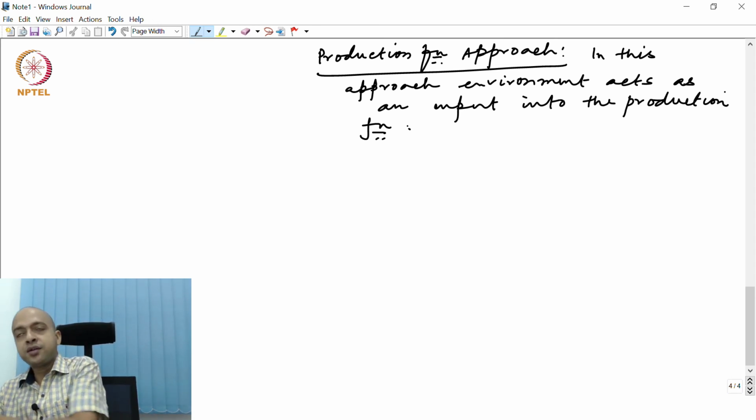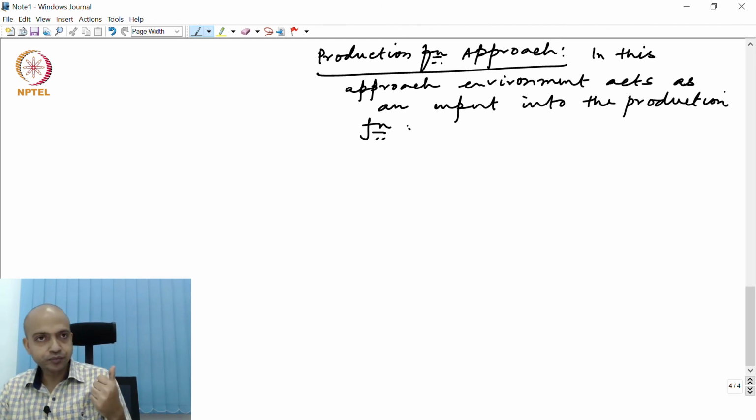In the travel cost method, we calculate the total amount of money the consumer or respondent is paying to enjoy the natural beauty of a particular site. And in the production function approach, the environment acts as an input in the production function. So by estimating the production function, we can calculate the economic value of the environment.